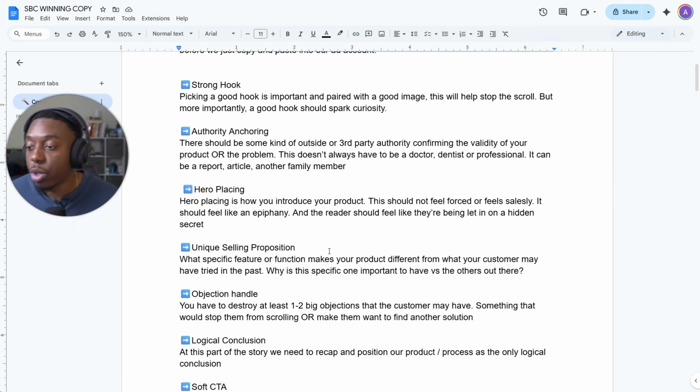And a lot of people also struggle with something called the USP, your unique selling proposition. What specific feature or function makes your product different from what your customer may have tried in the past? Why is this specific one important to have versus others out there? So what am I referring to? Well, we don't want to just sell a product. We want to sell an experience, and we want to build and bridge that gap between where the customer is now and where their dream life can be.